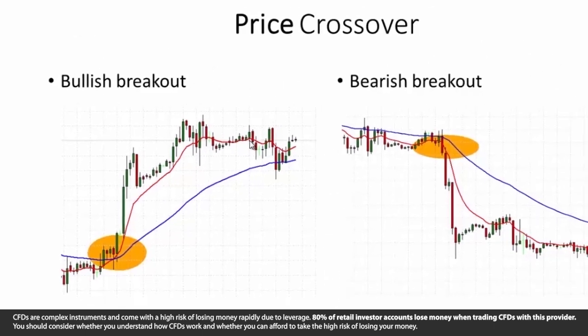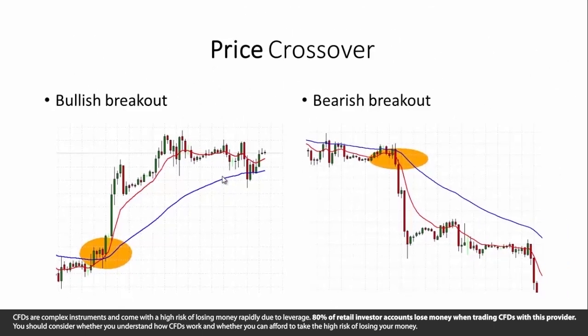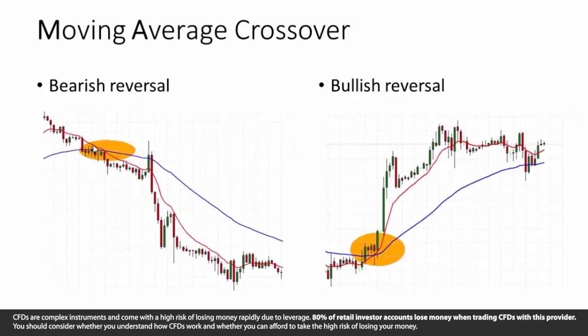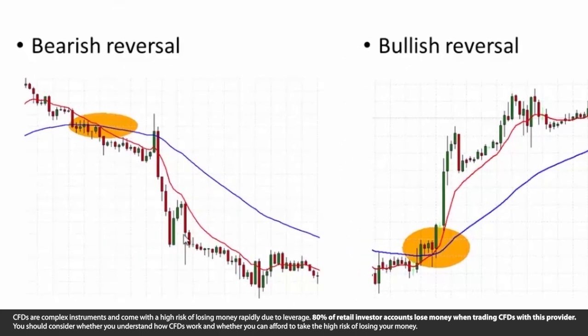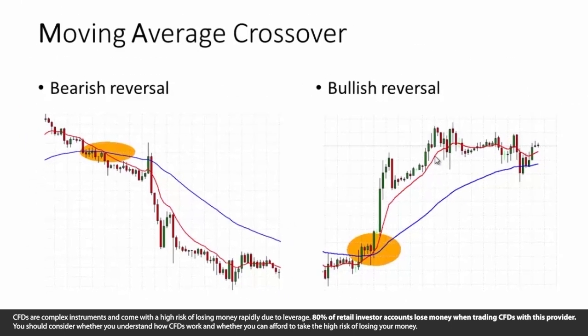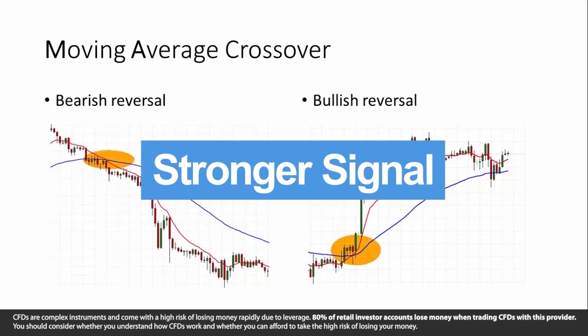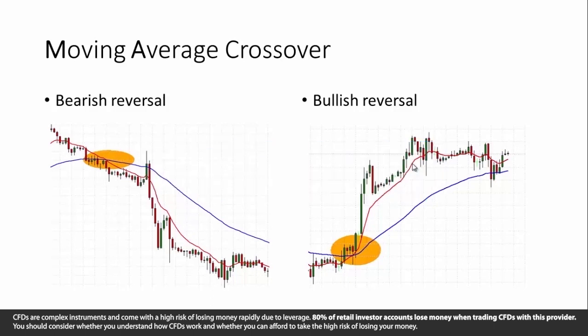Short-term moving averages crossing below longer-term moving averages is often a sign of a bearish reversal, while a short-term moving average crossover above a long-term moving average could precede a higher breakout. Longer distances between moving averages suggest longer-term reversals as well. For instance, a 50-day moving average crossover above a 200-day moving average is a stronger signal than a 10-day moving average crossover above a 20-day moving average.